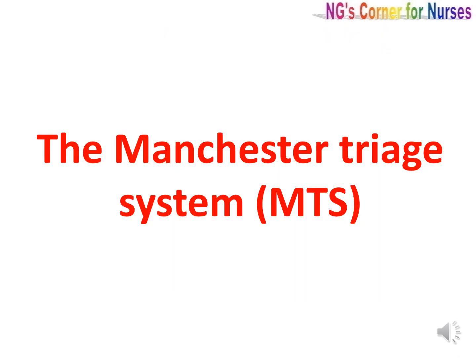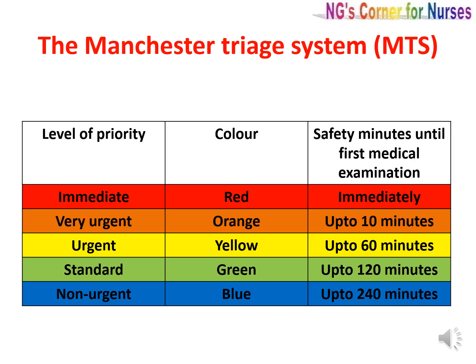Next, coming to the Manchester Triage System. In Manchester Triage System, the first category is immediate, color code is red, and the response time is immediately. Next is very urgent, color code is orange, response time up to 10 minutes. Then urgent, color code is yellow, response time up to 60 minutes. Then standard, color code is green, response time up to 120 minutes. And the last one is non-urgent, color code is blue and the response time up to 240 minutes.